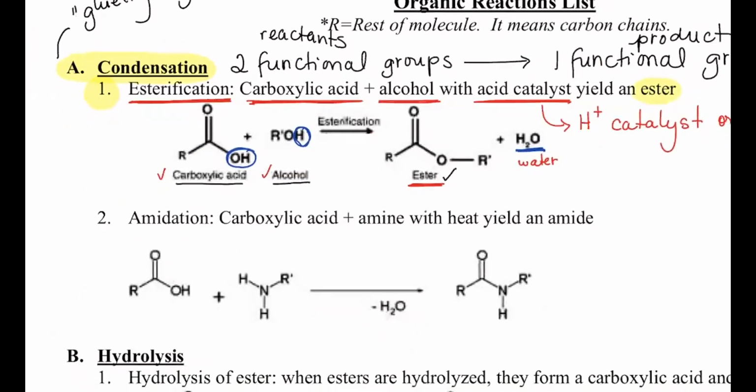Secondly, we have another type of condensation reaction, and this is called an amidation reaction. In an amidation reaction, we're going to have a carboxylic acid combining with an amine. So if you go back into chapter 4, thinking about the functional groups, okay? Carboxylic acid and amine, understand that this reaction also requires heat, okay?